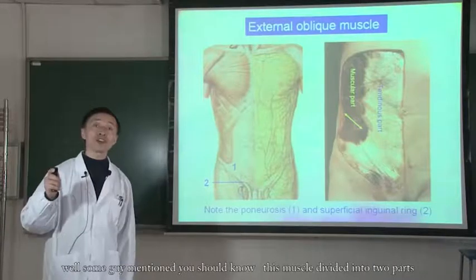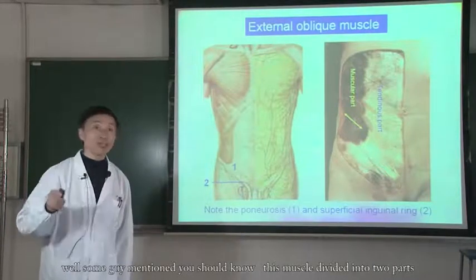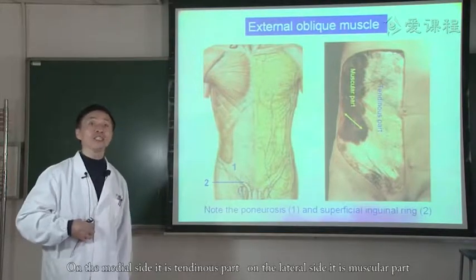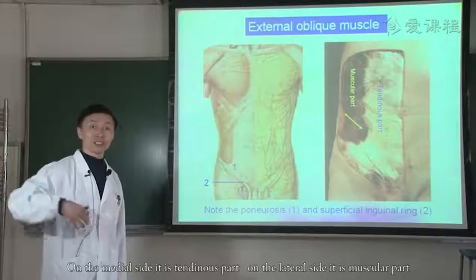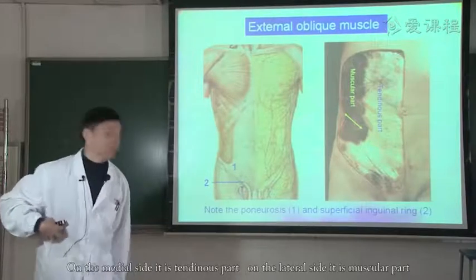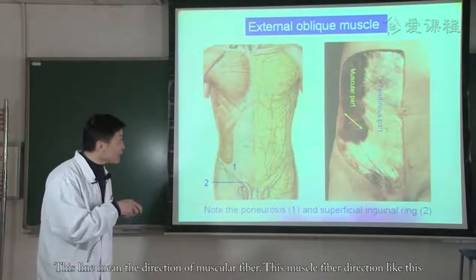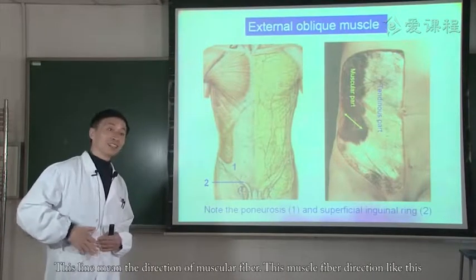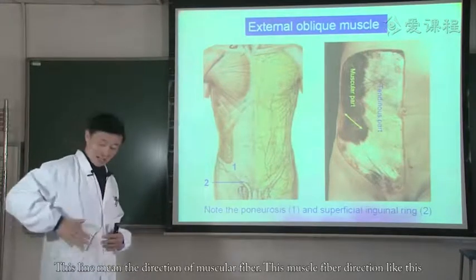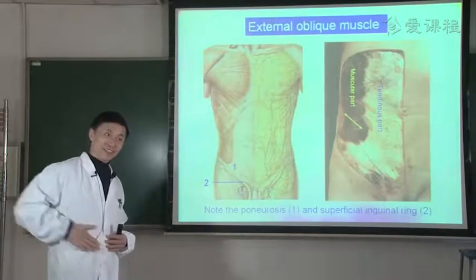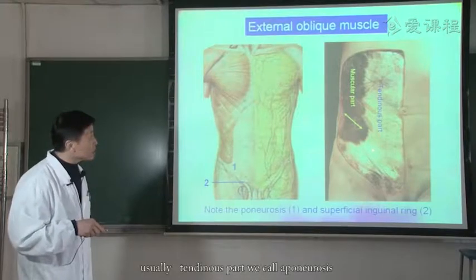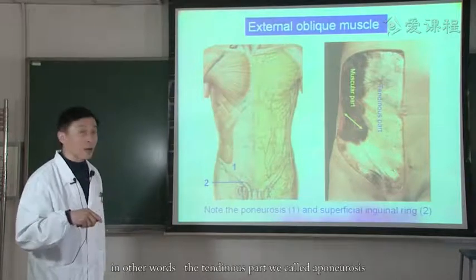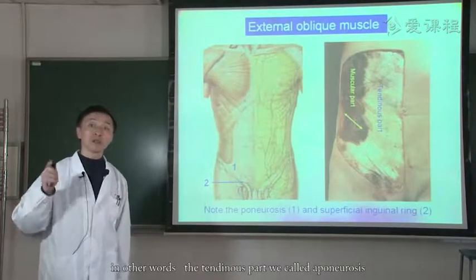Some of you mentioned the external oblique muscle. You should know this muscle divides into two parts. On the medial side is the tendinous part. On the lateral side is the muscular part. This line means the direction of the muscular fibers. This muscle's muscular fibers run like this. The tendinous part we usually call the aponeurosis.